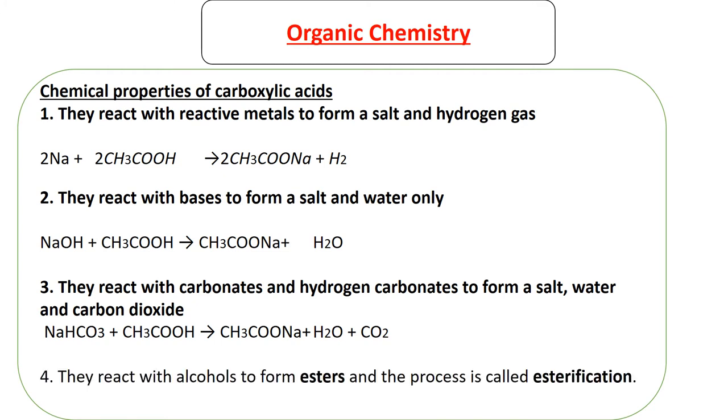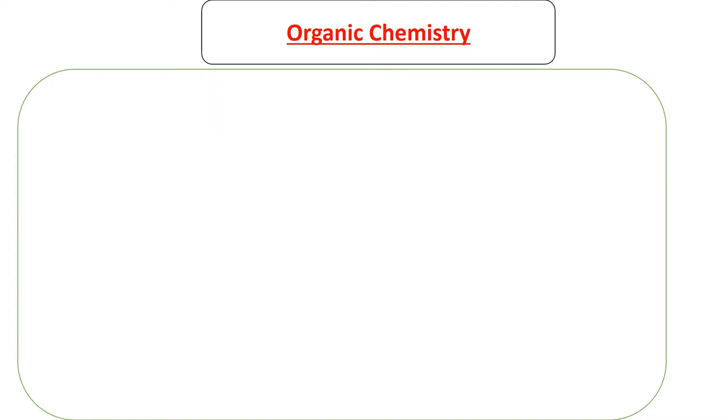Finally, the special one, they react with alcohols to form substances which are called esters, and the process is called esterification. And this marks the end of carboxylic acids, and we're going to go quickly into esters. We start esters, these substances that are formed in the process called esterification when an acid reacts with an alcohol. So we'll start with the process that is used to prepare esters called esterification.